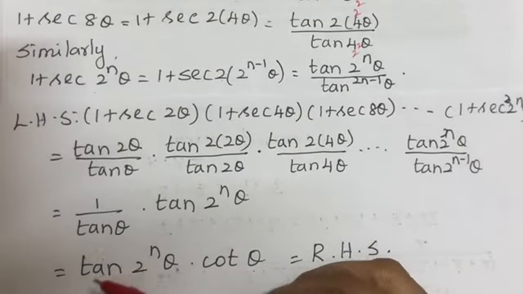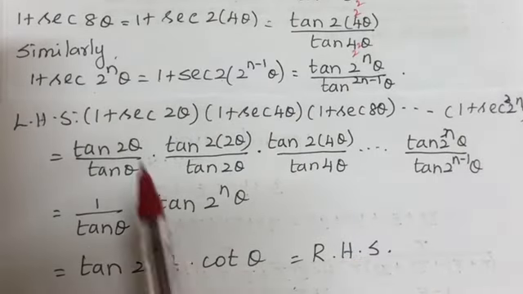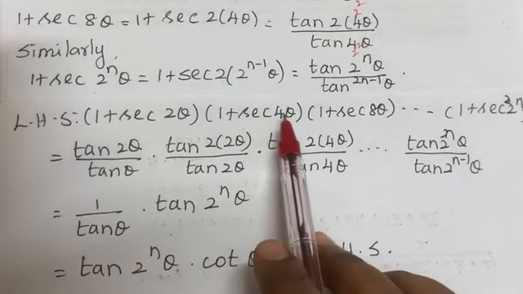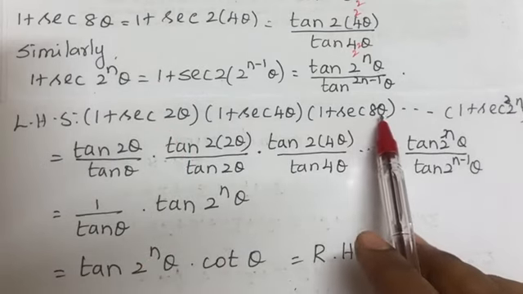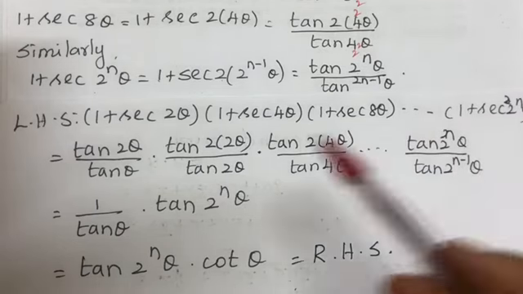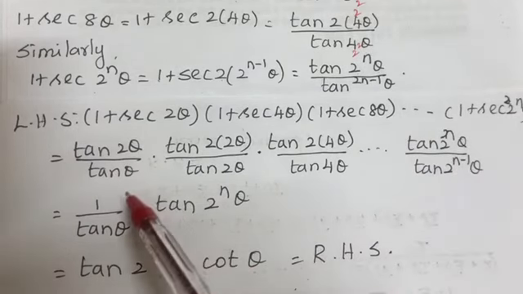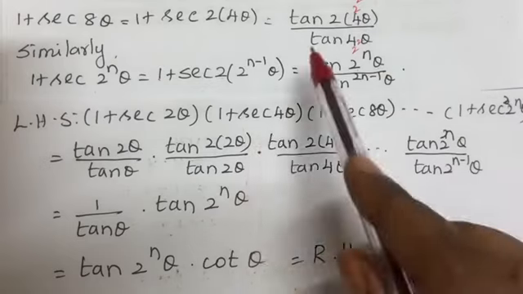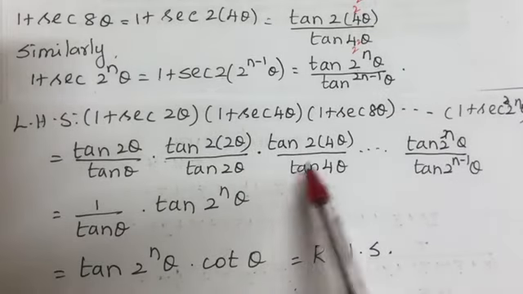So, now I take the left hand side, that is 1 plus secant 2 theta into 1 plus secant 4 theta into 1 plus secant 8 theta, etc. up to 1 plus secant 2 per n theta. So, it is tan 2 theta by tan theta, tan 2 into 2 theta by tan 2 theta, எல்லாம் அதே இதில் எழுதிடுறோம்.